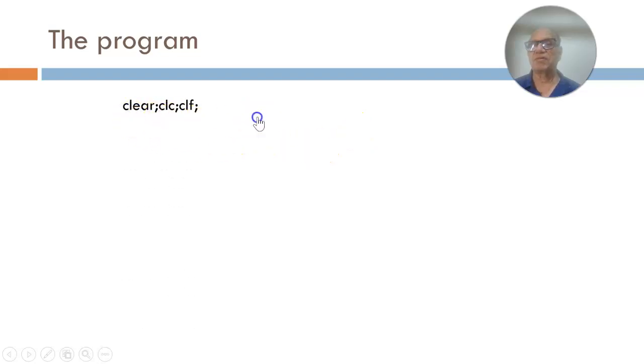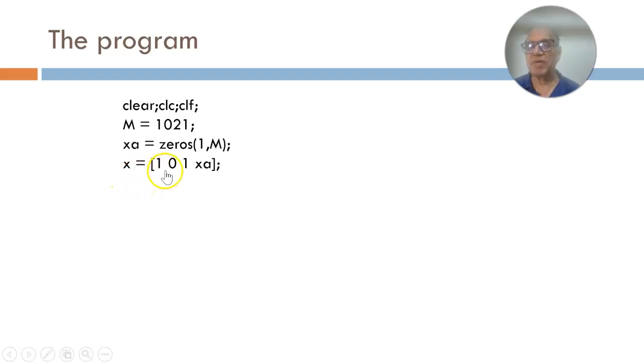So this is our usual first line. Now I have chosen m equal to 1, 0, 2, 1. Why this number? I'll explain that shortly. Now xa is equal to zeros 1 to m. So that many zeros I generate. I want to append them to x. So I generate my x. So my original signal is 1, 0, 1.